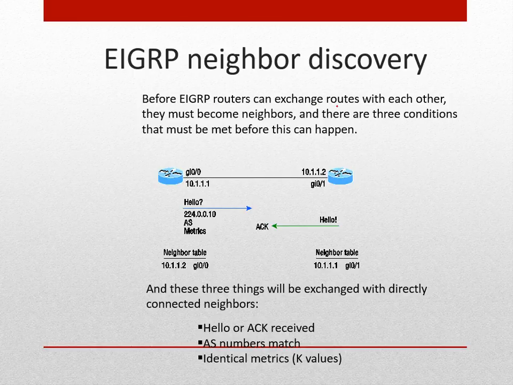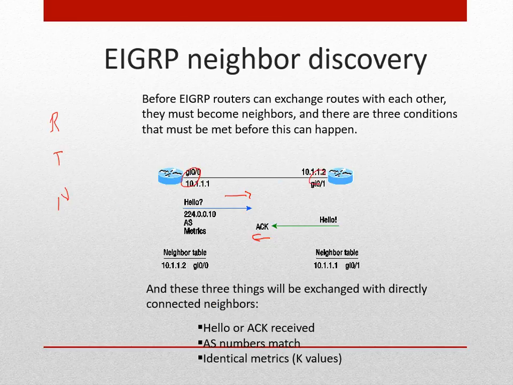I think this is the picture out of the book. Before they can exchange their routes with each other, they have to become neighbors. There are 3 conditions. Again, this is the same one, but this is just a visual: hello and an ACK. And then we have a neighbor table. So we have a bunch of tables in here: the route table, the topology table, and the neighbor table, which just tells you who your neighbors are. All 3 of these will be exchanged with directly connected neighbors.